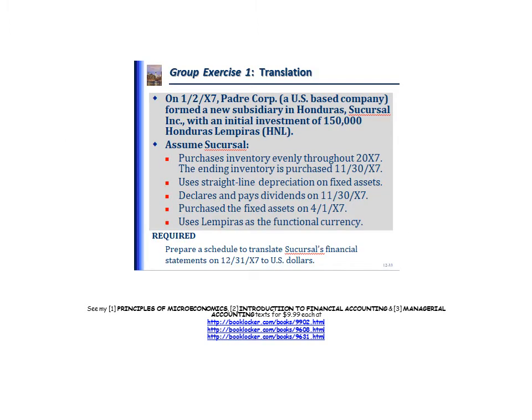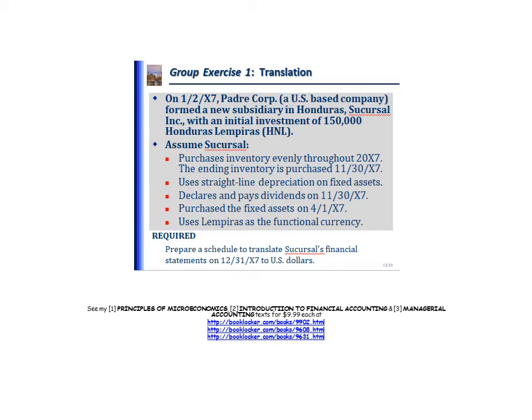And here's the fact pattern. It looks like on January, Padre Corporation, a US based company, formed a new subsidiary in Honduras, Succursal Inc., with an initial investment of 150,000 Honduras lempiras. And they want you to assume that these are events that occurred on precise dates.